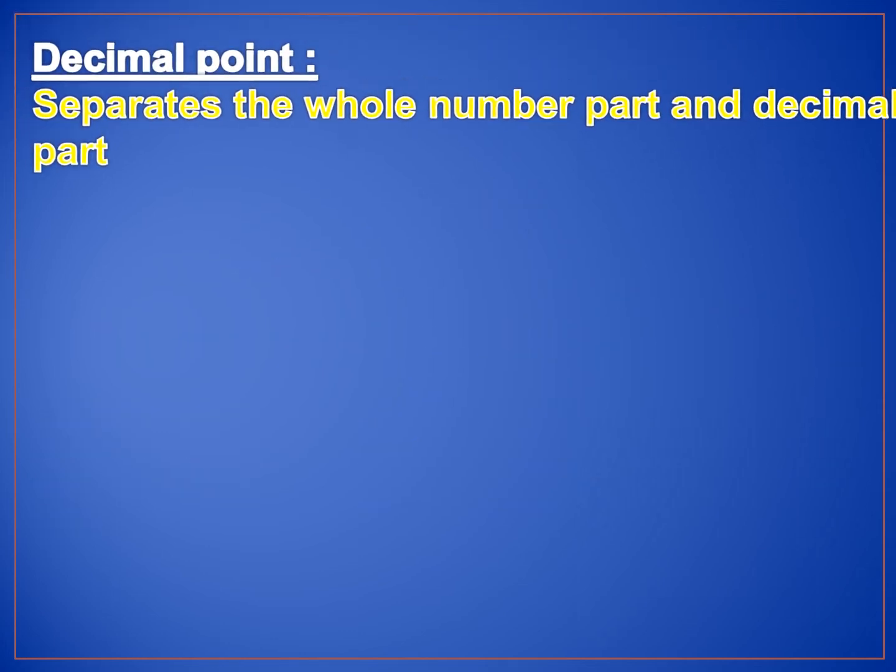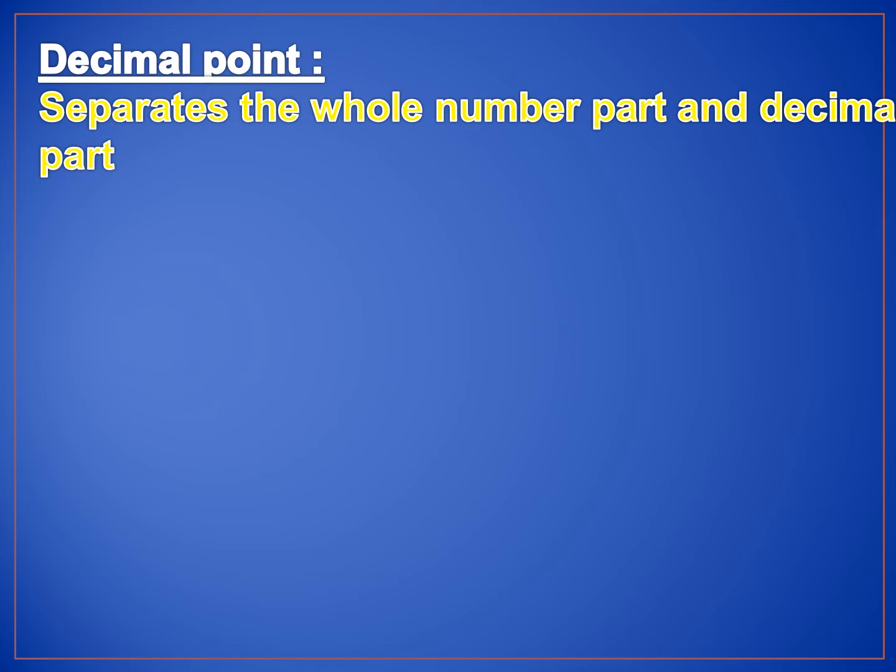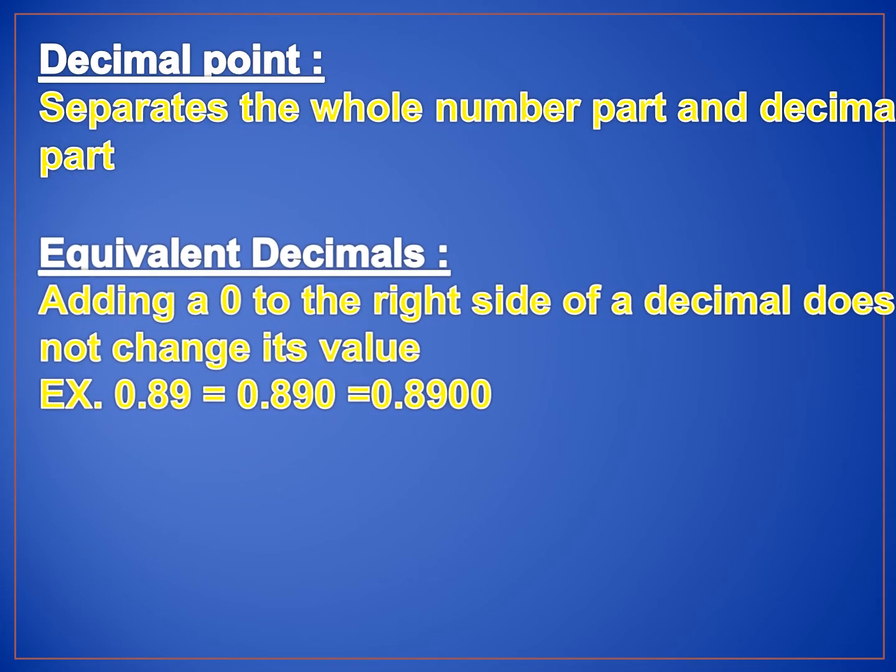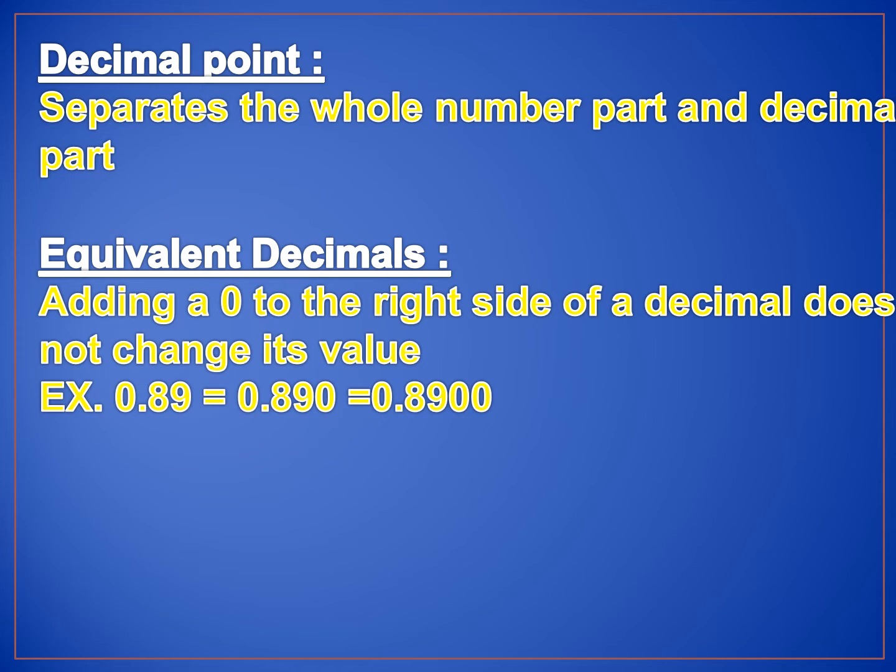Okay, let's take some examples. Decimal point, guys. Let's remember what I said about the decimal point. As I said before, the decimal point separates the whole number part and the decimal part. And equivalent decimals: how to get them? Only by adding zeros on the right of the decimal number. The decimal number doesn't change if you add zeros on the right, like these numbers here. 0.89 can be written as 0.890, or also as 0.8900, and so on. So if you put zeros on the right, the value of the number doesn't change.